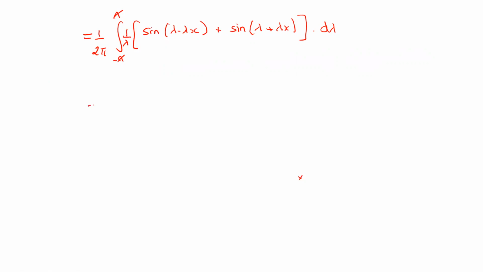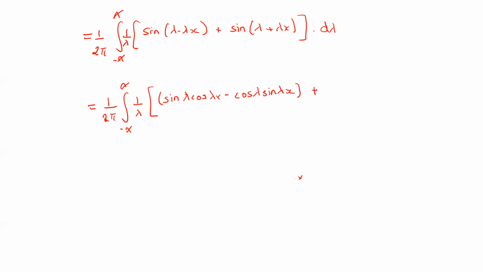Sine(a minus b) is nothing but we have to expand and write. So we should know the trigonometric formula. Sine(a minus b) is nothing but sine a cos b minus cos a sine b. In the place of b we have lambda x, and a is lambda.